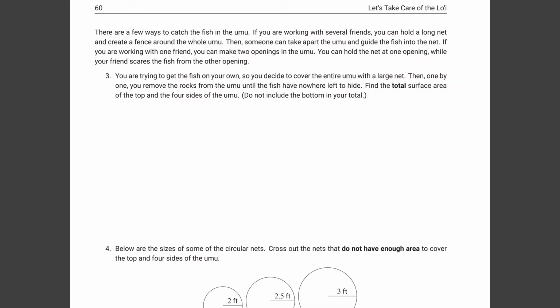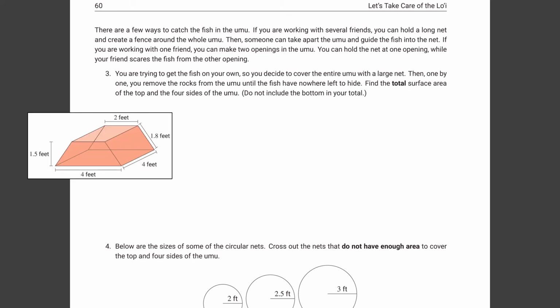In parts 3 and 4 of the activity, we talk about how to catch the fish in the umu. There are several ways to do this. We can hold a net on one side of the umu and scare fish into it, or we can make a fence with a net and surround the umu, or we can just cover the entire umu with a net and take the rocks out one by one.